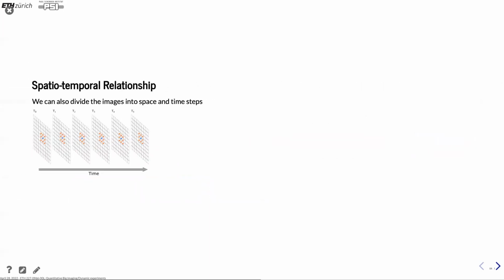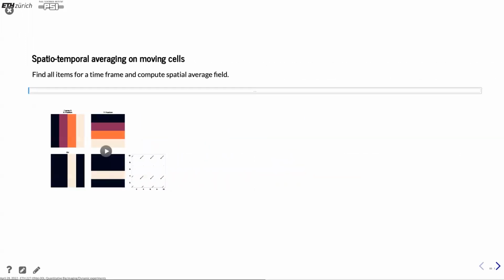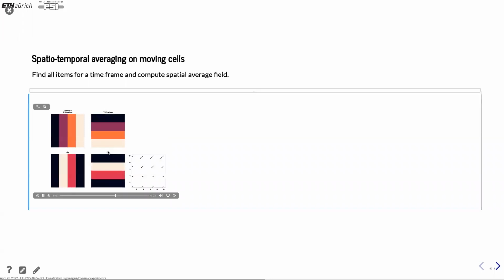The most complicated is, of course, combining the two. Here we extract a time frame, and then we compute the spatial distribution around that. With it, we can now see how the field is moving across the different time frames. That corresponds then to the stepwise movement across the image.